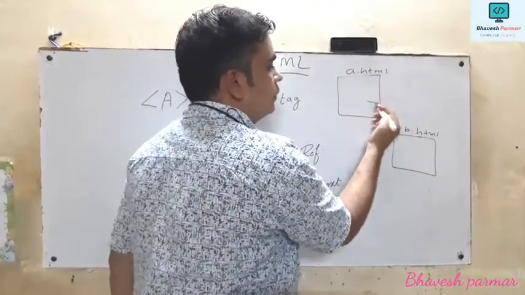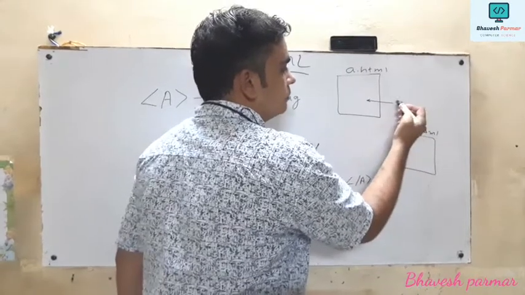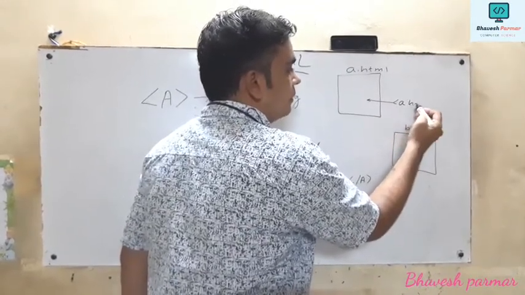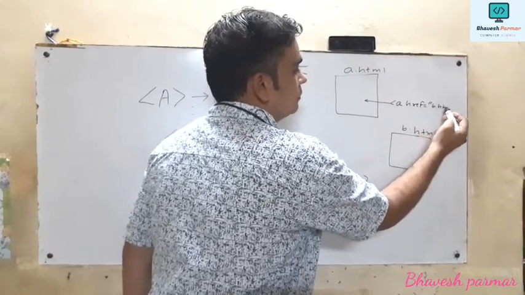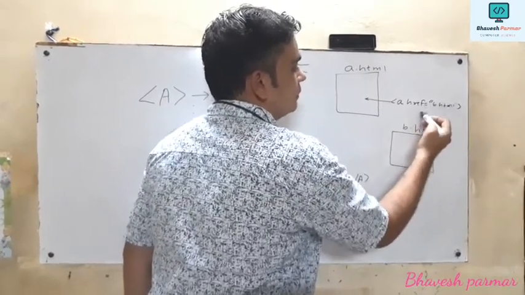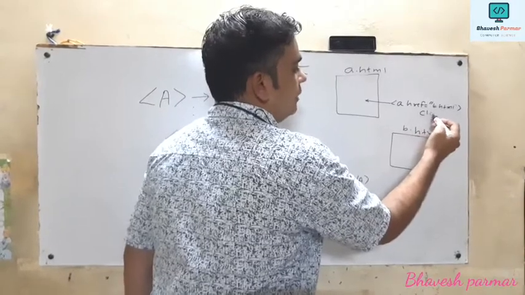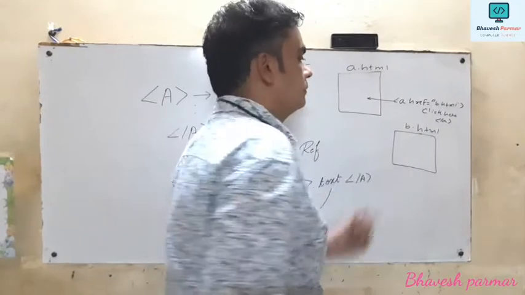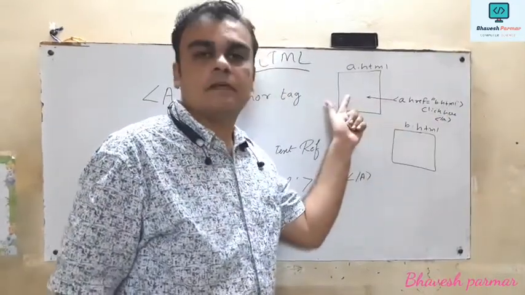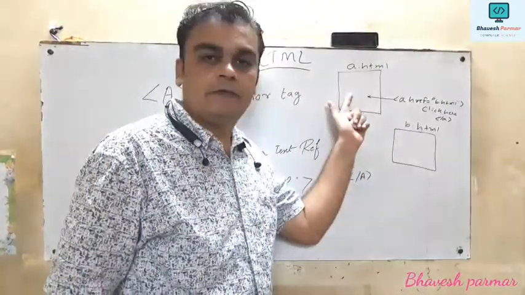Whenever I write the program in Notepad, I must mention a href is equal to, in double quotes you have to mention b.html, and here you have to mention click here, then /a. So this kind of text is available in this a.html code.